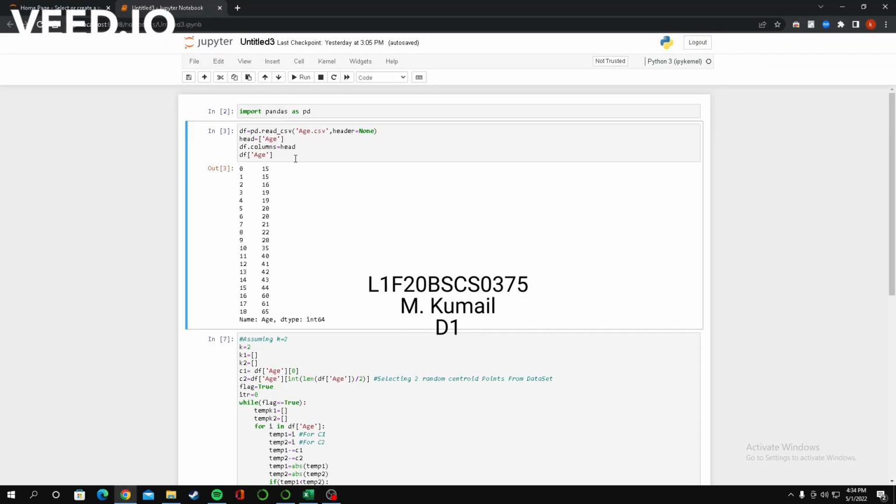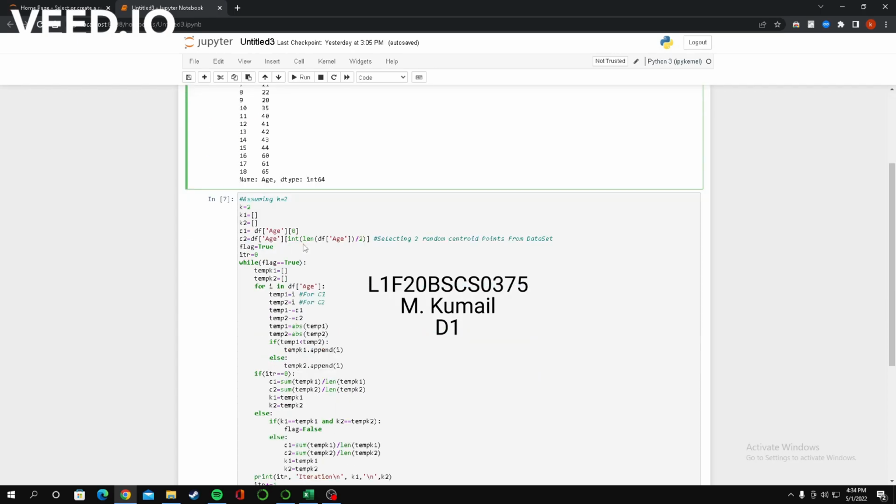Firstly, I have read the dataset into a variable by using pandas library. Since we know that K-means algorithm is a branch of unsupervised learning, I have assumed K as 2, which means that we will have two clusters, and these are the two lists representing the two clusters. These are the lists that will be used to compare to the next iteration, so we can identify whether we have segregated the datasets into the correct clusters.